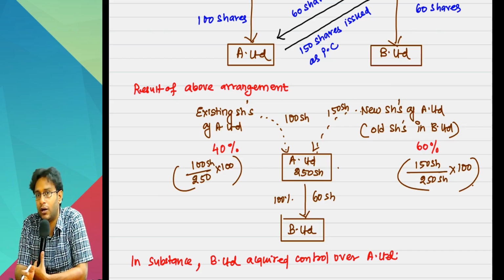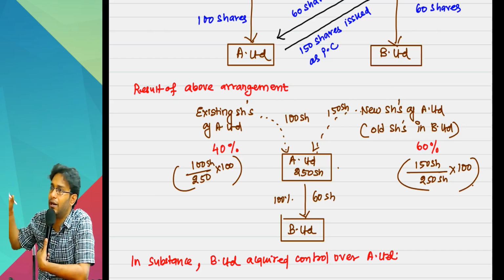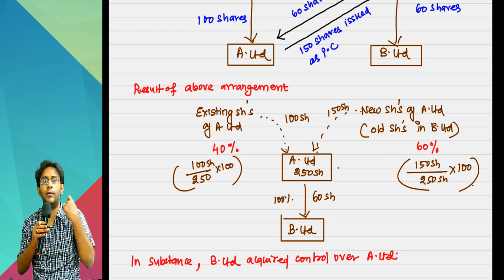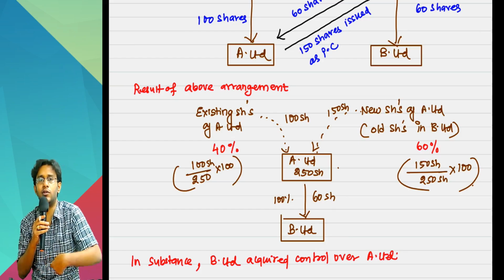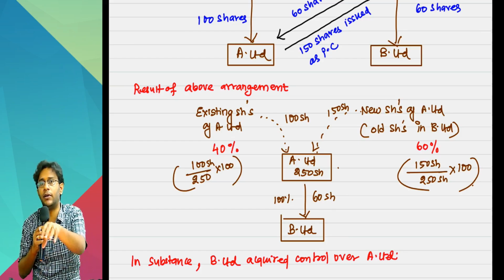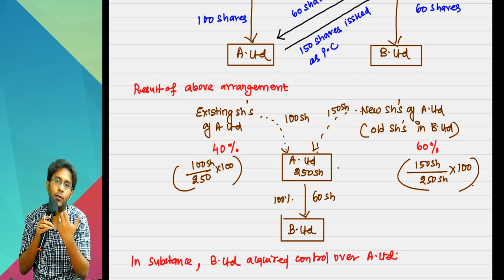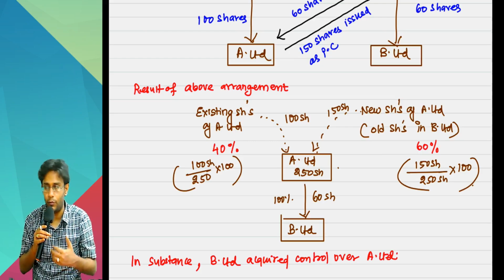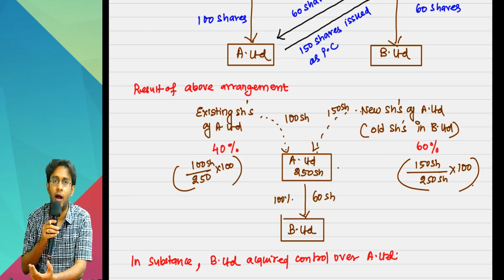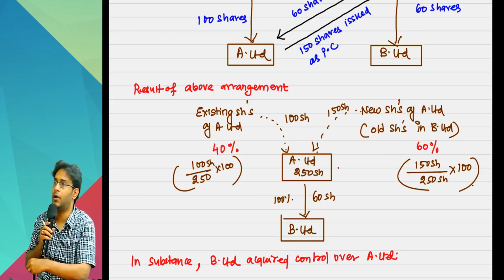Sir, if B Limited wanted, can't it directly buy all the shares in A Limited? Instead of doing this drama indirectly, B Limited could have directly purchased all shares in A Limited by giving its own shares as purchase consideration. So A Limited's old shareholders will now become shareholders in B Limited with minority power. B Limited's shareholders will anyway have majority power. I could have done it directly, but I did it indirectly. So it is looking like this, the legal arrangement.